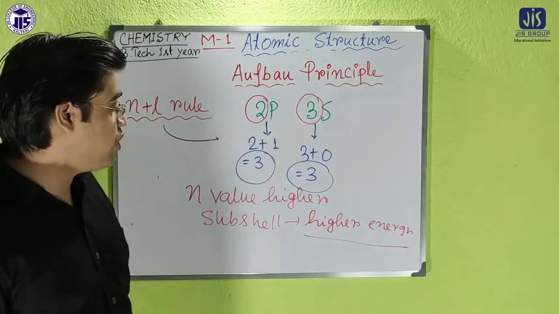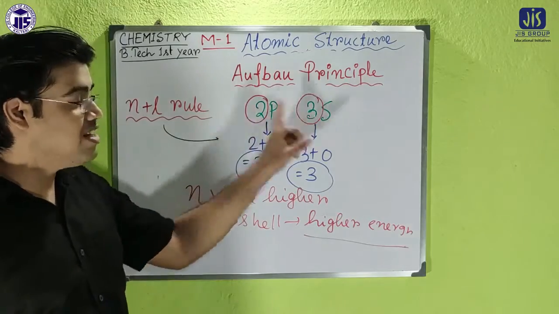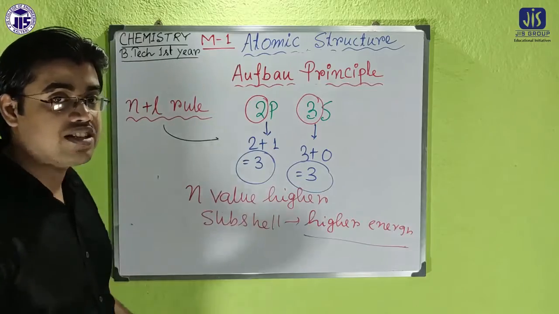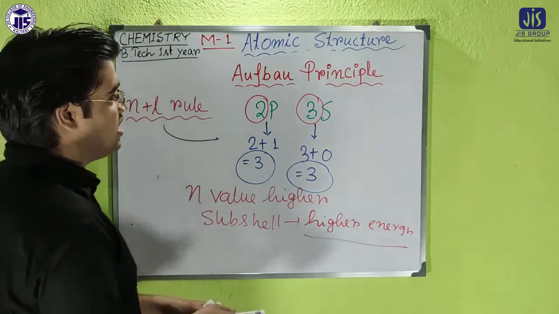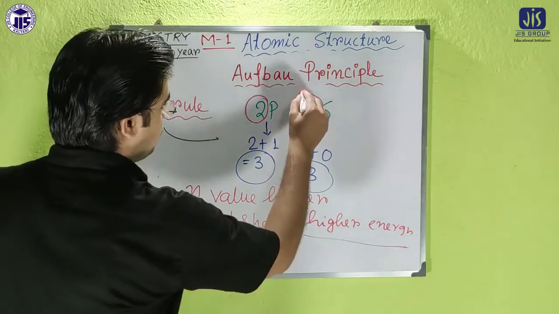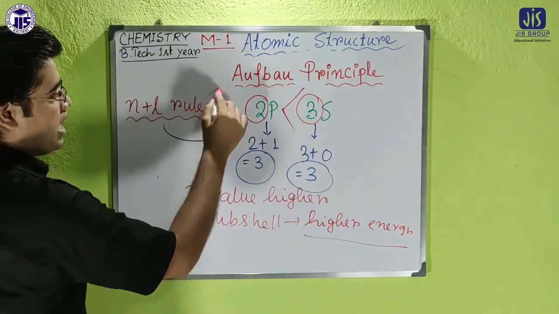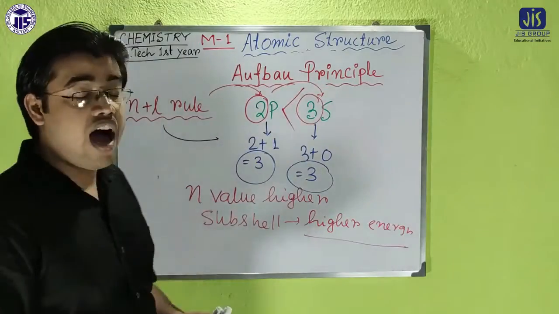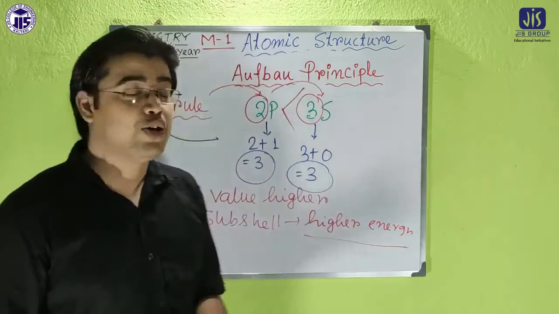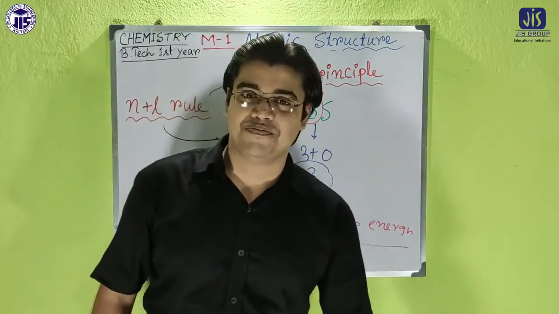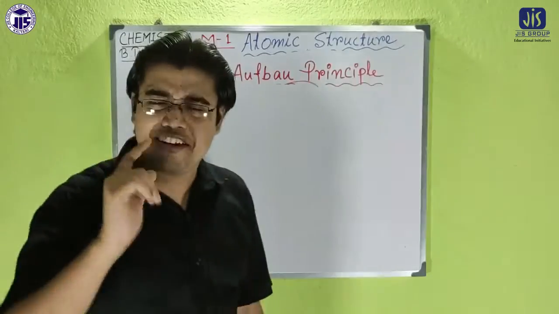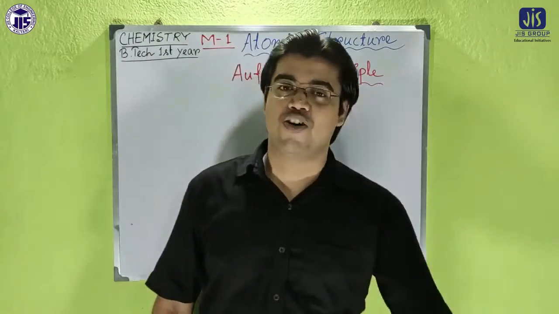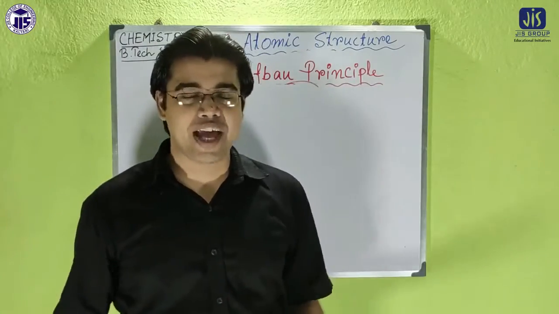And what is the theory? The theory is that we have to concentrate only on the n values. Where the n value is higher, obviously that subshell has the higher energy, and in that way we can conclude that at first the electron will go to 2p, then 3s, as 3s has higher energy than the 2p subshell. Okay, there is another way by which we can also determine the energy order of the subshells.